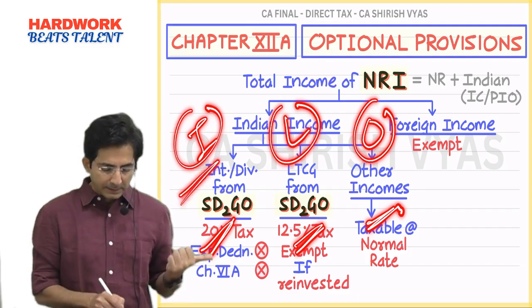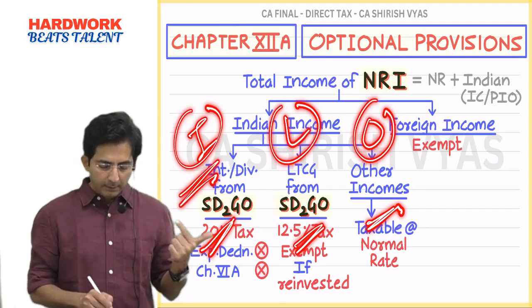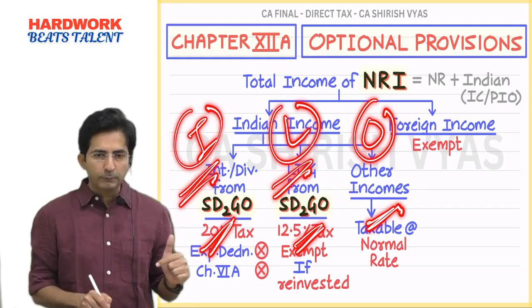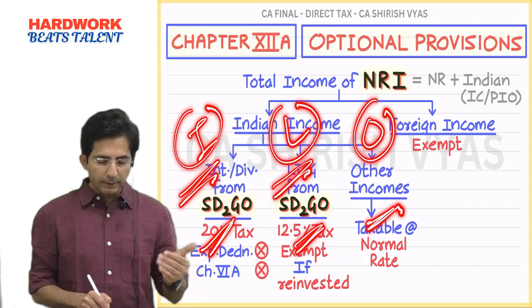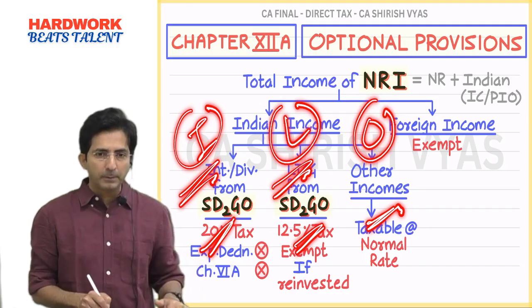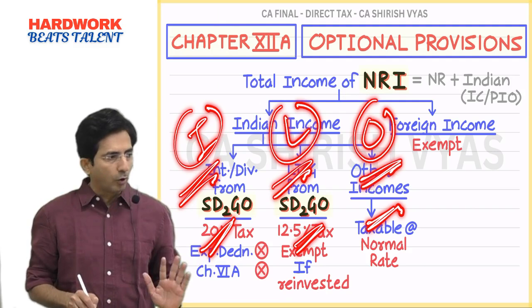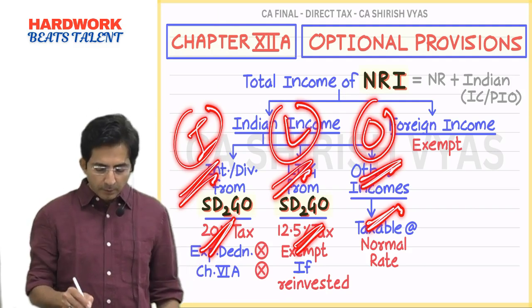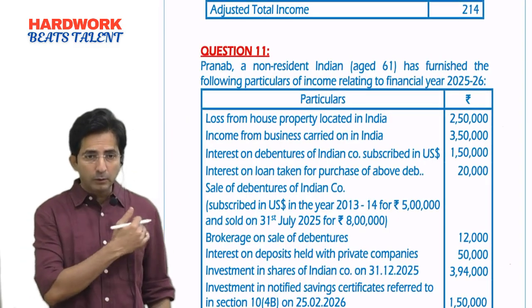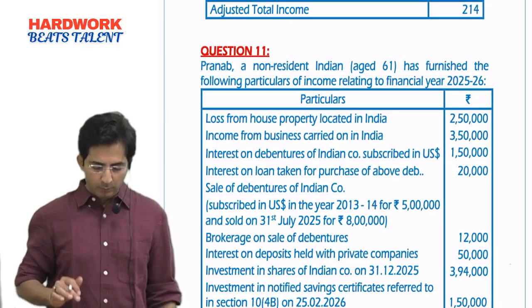Because tax rate on I will be 20%. Tax rate on Latakji will be 12.5%. And other income it will be normal rates. Okay. So we'll do one thing. We'll classify all the given incomes into ILO.